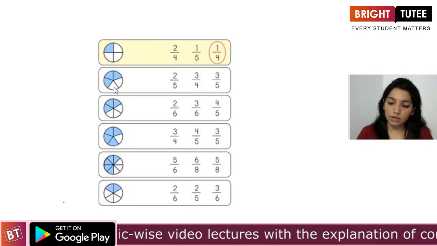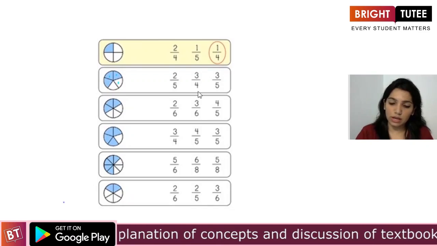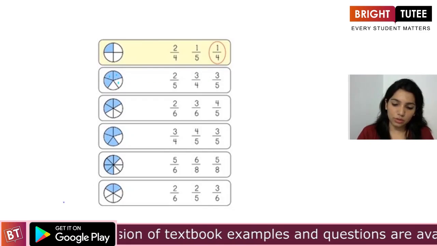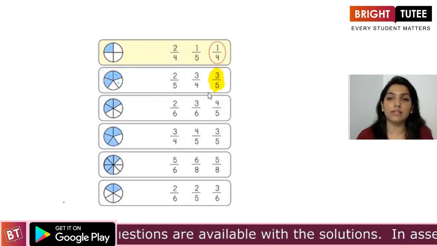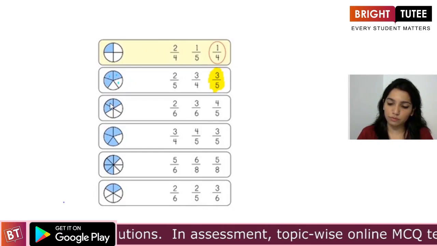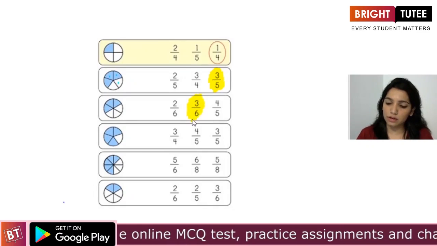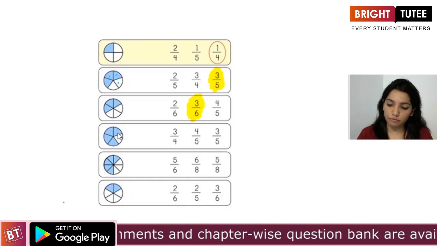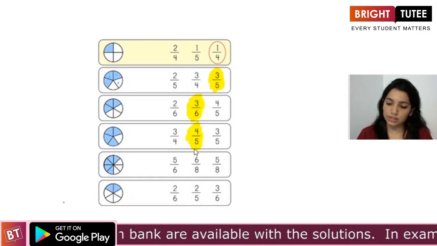In the next one, 1, 2, 3, 4 and 5, and out of 5, how many do you see shaded? We see a total of 3 shaded. So 3 over 5 is the correct answer. In the next one, we have 1, 2, 3, 4, 5 and 6 parts, out of which 3 parts are shaded. In the next one, we have got 5 parts, out of which 4 parts are shaded.